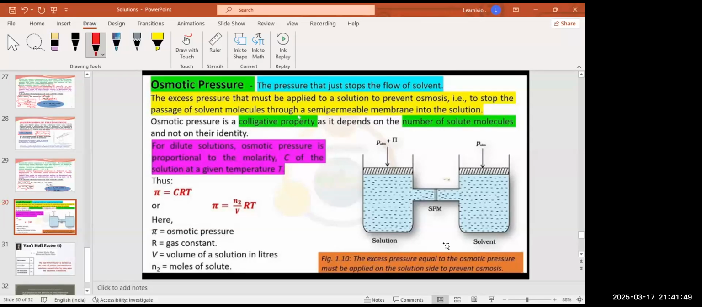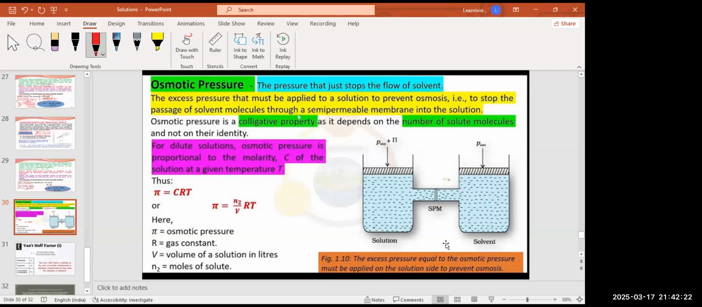So the process of flow of solvent molecules through a semi-permeable membrane from the solution of lower concentration to the solution of higher concentration. What happens in osmosis? The flow will always be from lower concentration to the solution of higher concentration. This is known as osmosis, right? Osmosis is the process of flow of solvent molecules through a semi-permeable membrane from the solution of lower concentration to the solution of higher concentration.